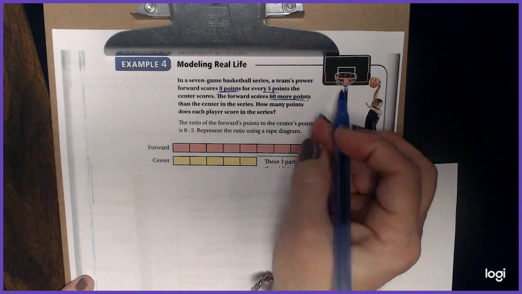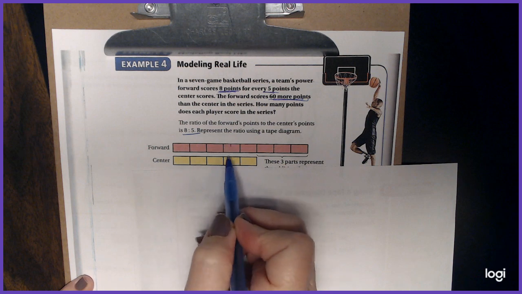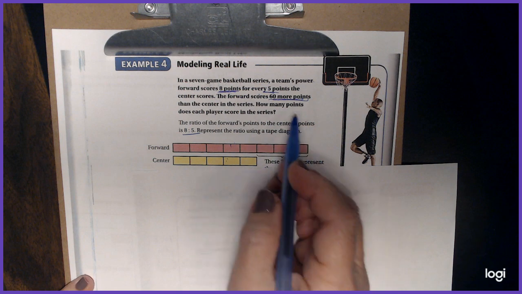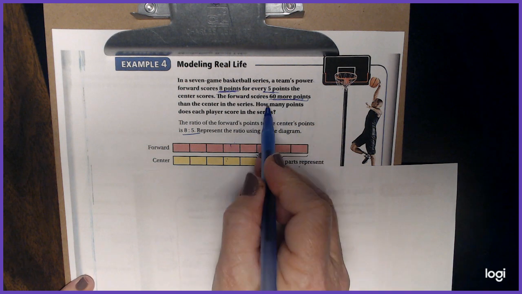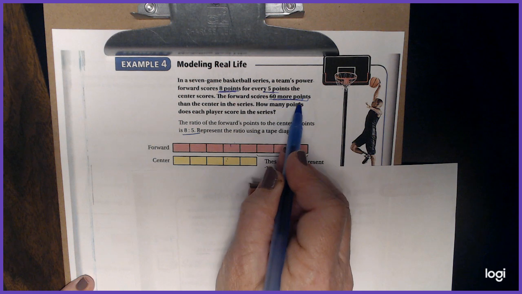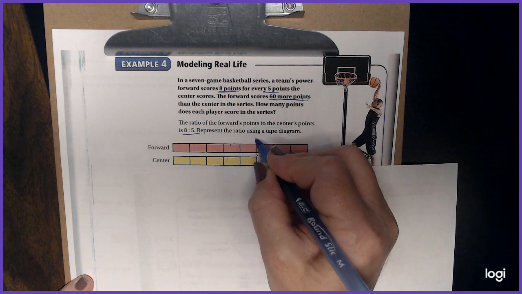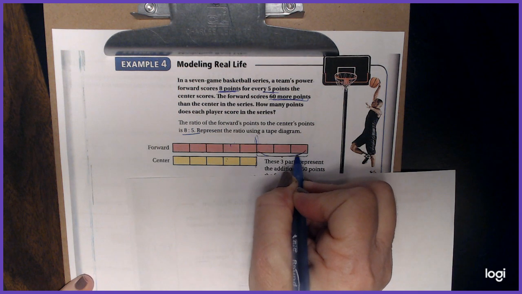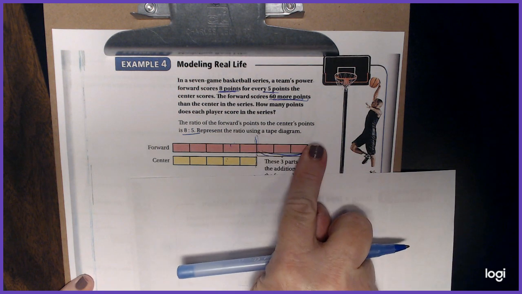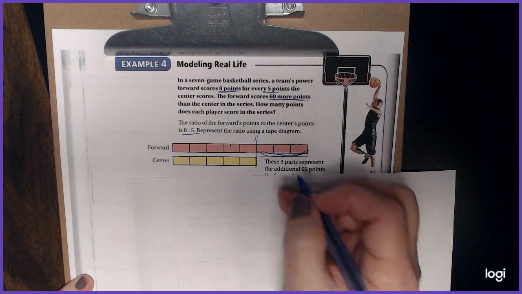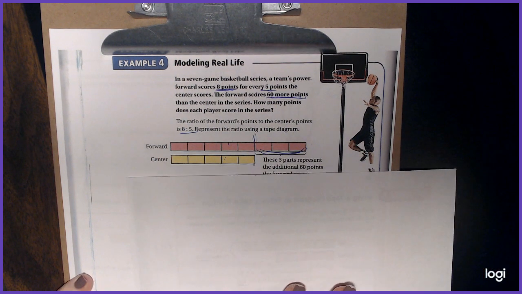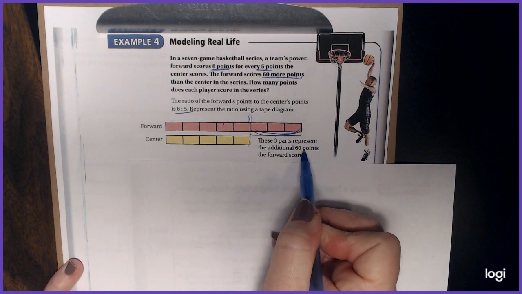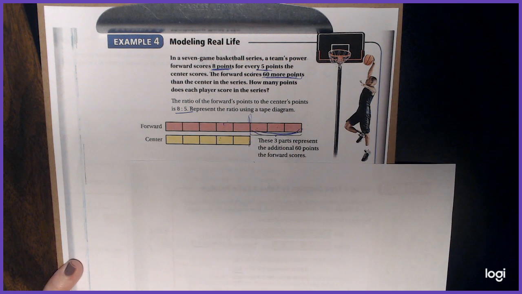Well, the only information I'm given here is that I have a ratio of 8 to 5. And I know that there's a number 60, but it doesn't say that the forward scores a total of 60 points. It says that the forward scores 60 more. Well, if you notice right here where they're even like this, the forward has more right here. Okay, this is obviously more. And it says this more right here has to equal 60. These 3 parts represent the additional 60 points the forward scores. So this 60 has to be divided into these 3 boxes.